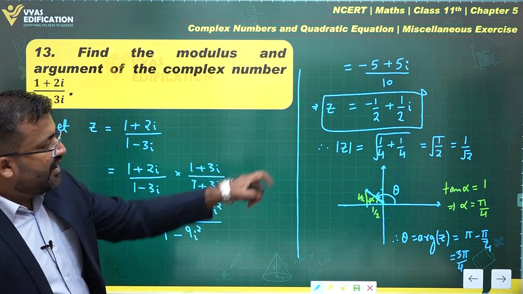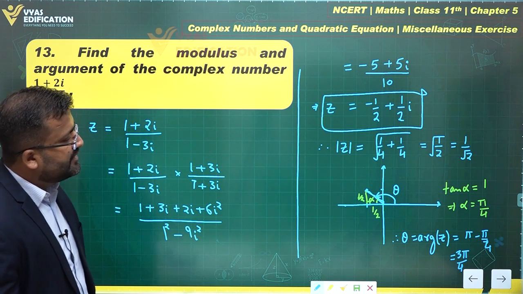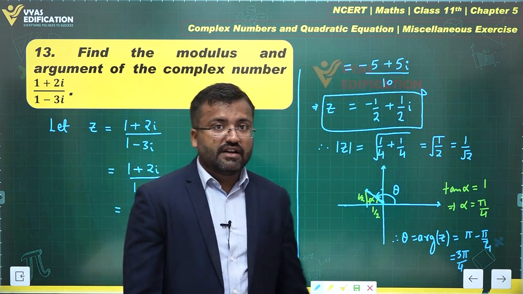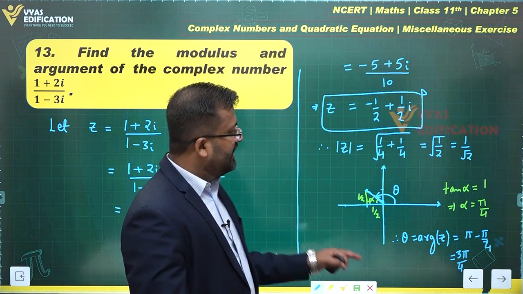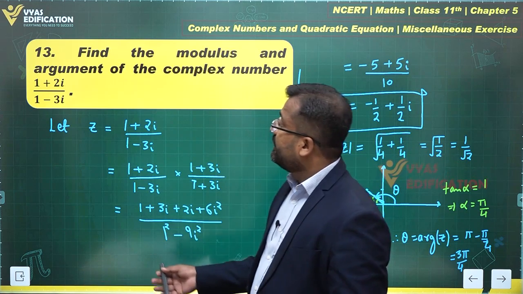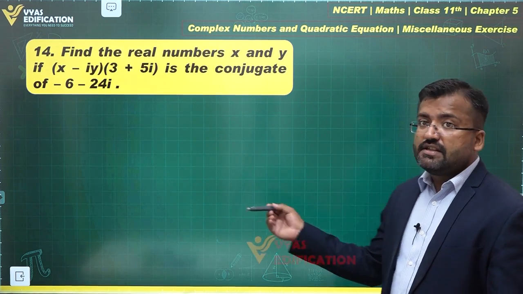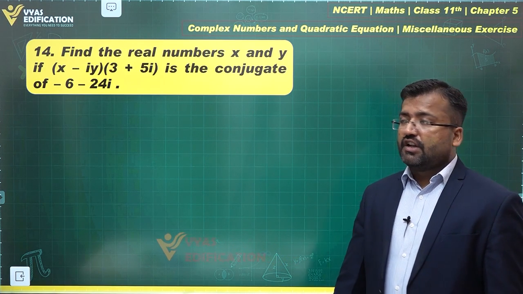The argument of this complex number z is 3π/4. The modulus is 1/√2, as you can observe over here. The argument is 3π/4, as you can clearly observe over here. And is that all? Yes, that is all in this question. Next, let us talk about the next question, that is this. How do we solve this question?